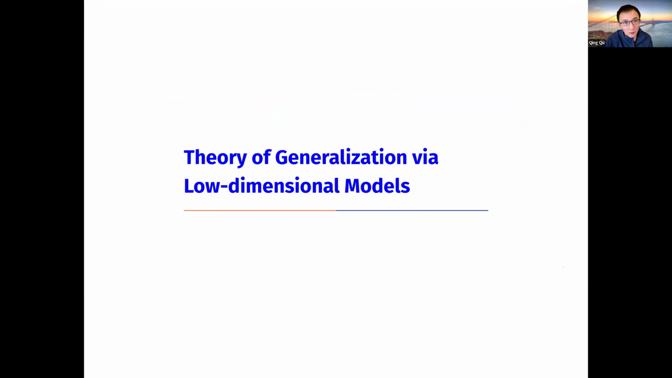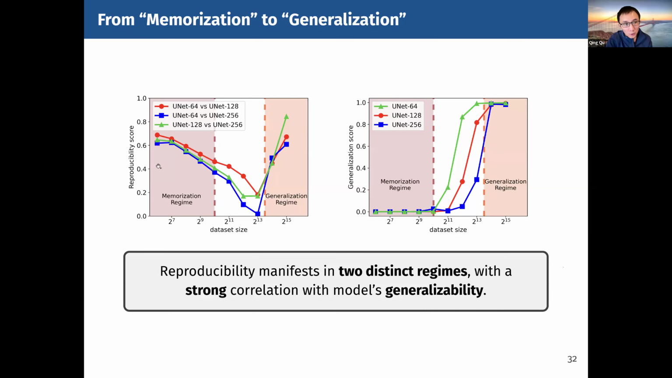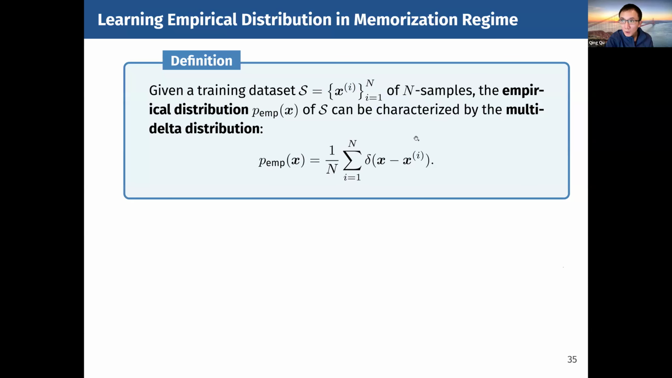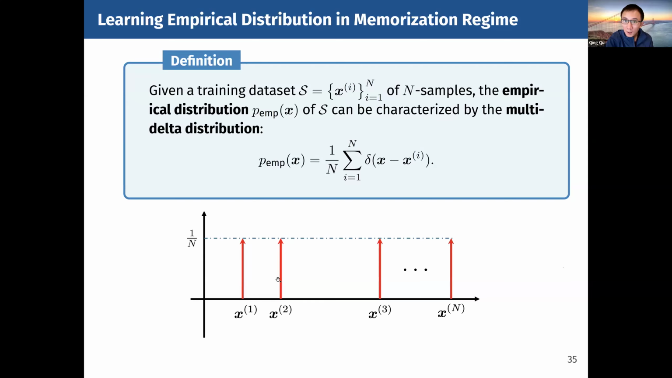And you can imagine, when the model is reproducing in a memorization regime, where the model is just memorizing the training data without the ability to generate new samples, this is a scenario where the model is learning the empirical distribution of your training data. In other words, this empirical distribution is just a summation of delta functions at the training data points. And if your model is learning such a distribution, you are not able to generate new samples. Your model will be purely memorizing. That's why in the memorization regime, all models are learning such an empirical distribution. They are not able to generalize.